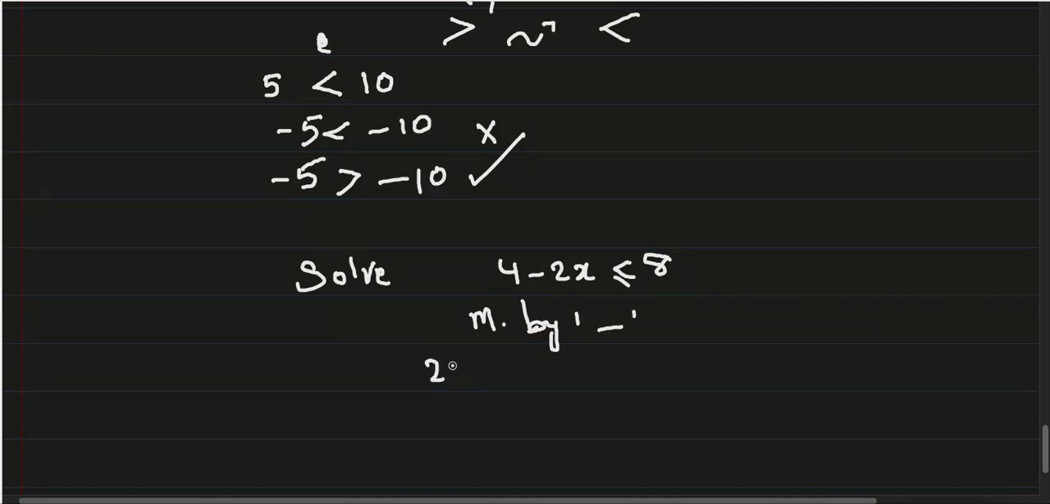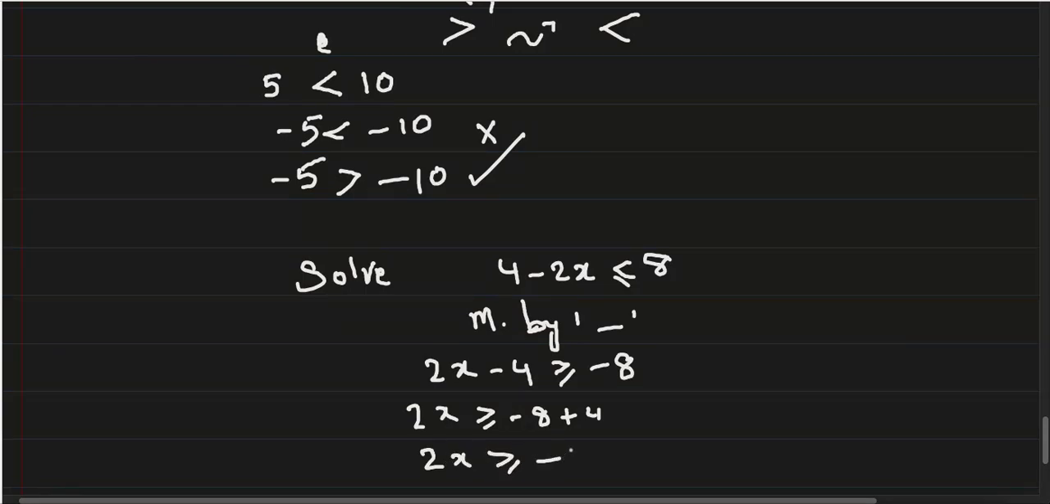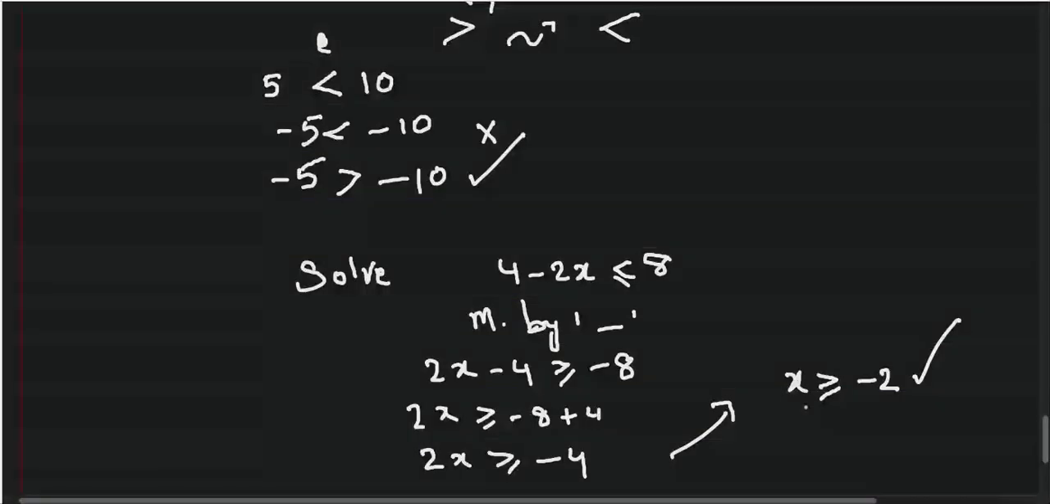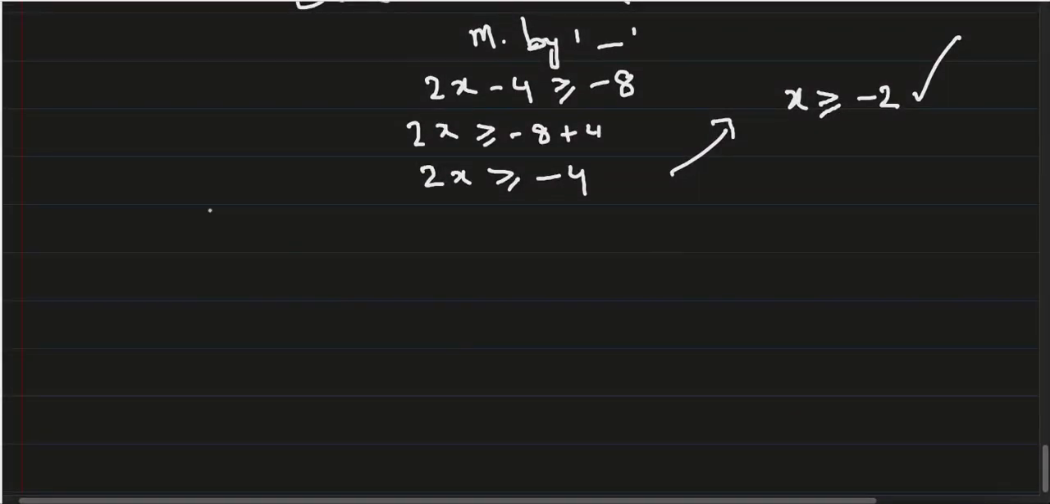This becomes 2x. This plus 4 becomes minus. This becomes greater than or equal to, and plus becomes minus. So as you know how to solve this, 2x will be greater than or equal to minus 8 plus 4. That is 2x is greater than or equal to negative 4. So x will be greater than or equal to minus 4 divided by 2, minus 2. So this is your answer. Got it? Great. Let's move on to the next problem.